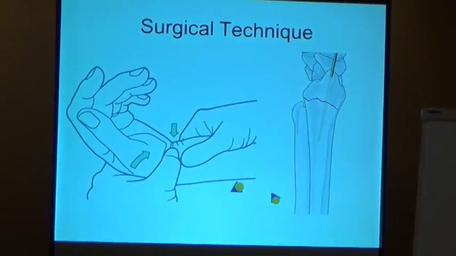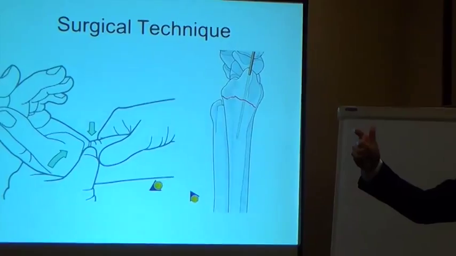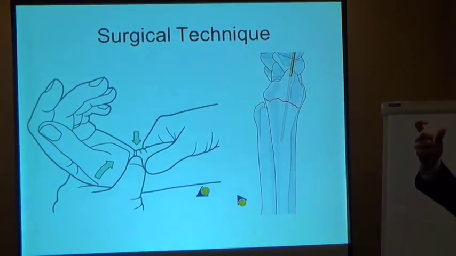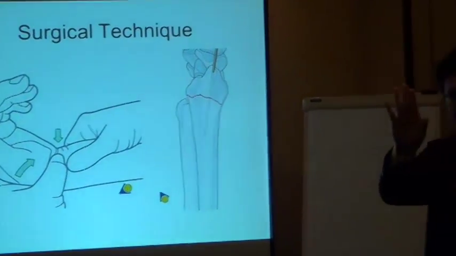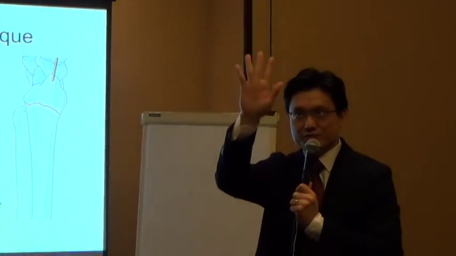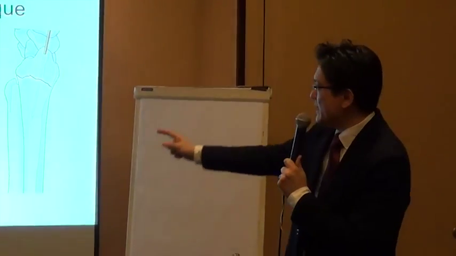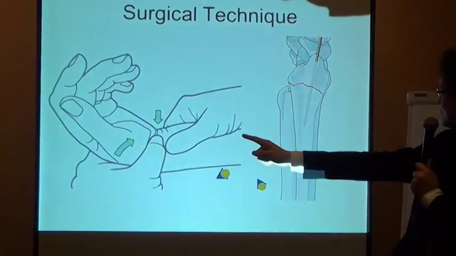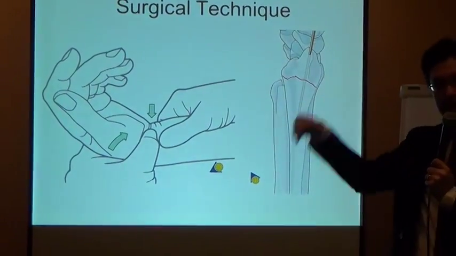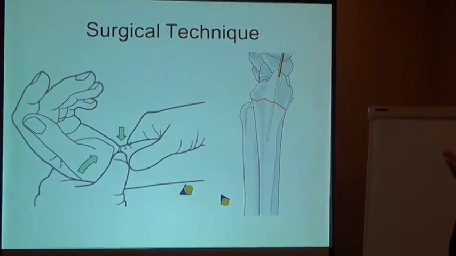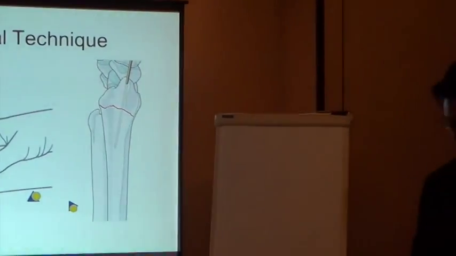So then you will manually reduce the fracture. Once you're happy with the height and position, you look at the volar cortex and you see that the volar cortex now is very smooth and you get a nice height. You temporarily fix it using a K wire from the radial styloid obliquely down to the shaft. Then you check your x-ray to make sure you are happy with the position.